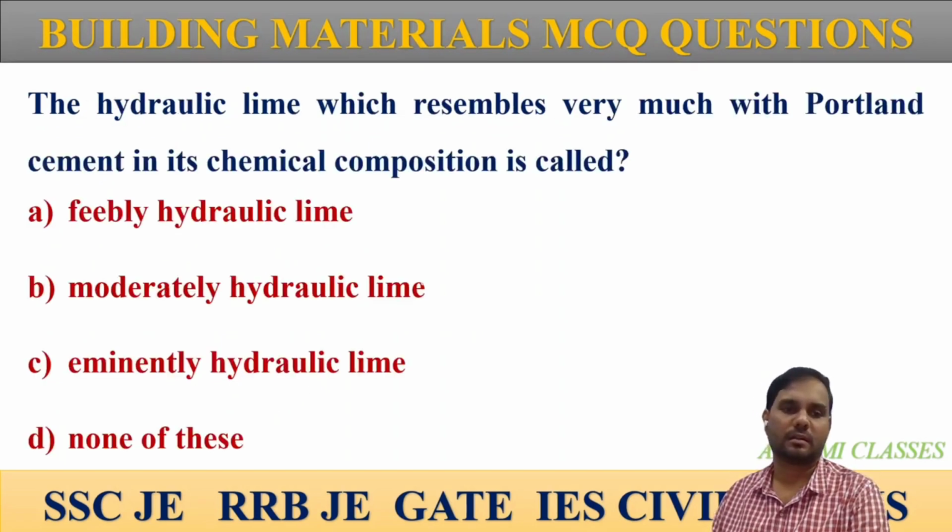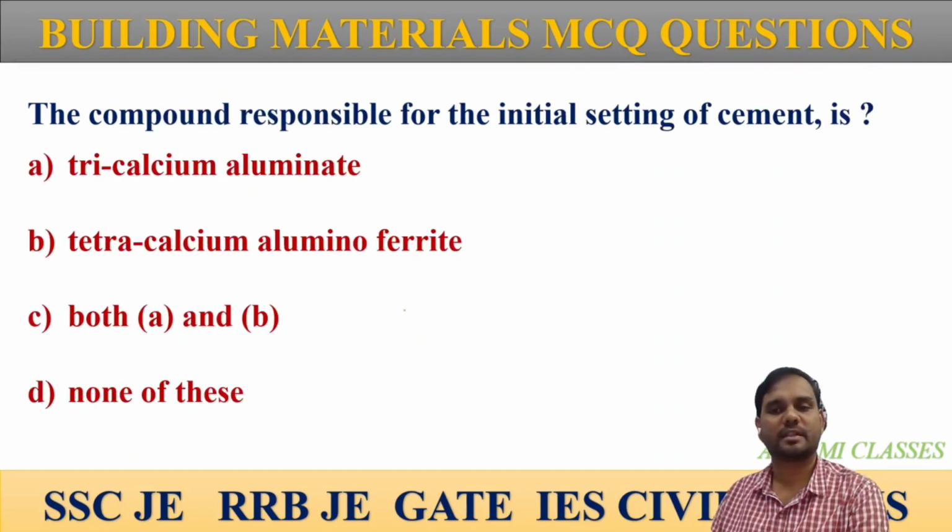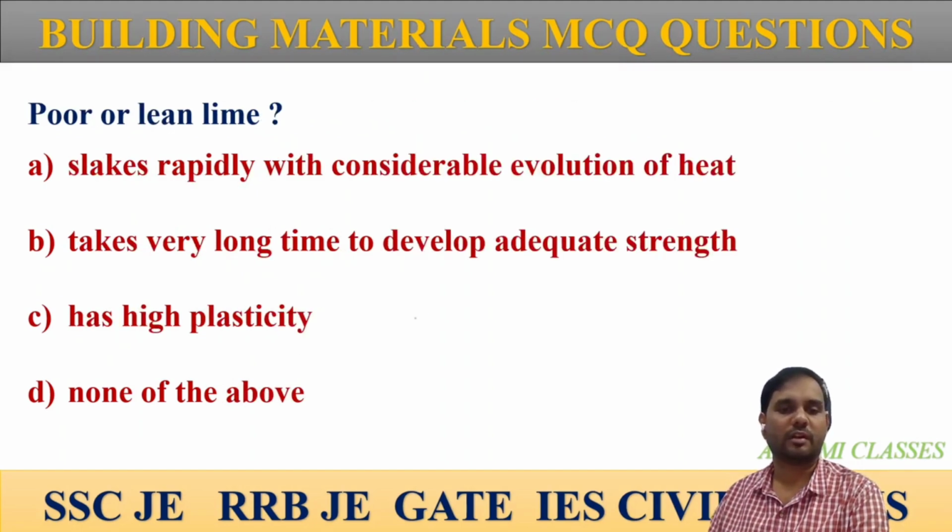The hydraulic lime, which resembles very much the Portland cement in its chemical composition, is called eminently hydraulic lime. The compound responsible for the initial setting of cement is tricalcium aluminate, tetracalcium aluminoferrite, both A and B.